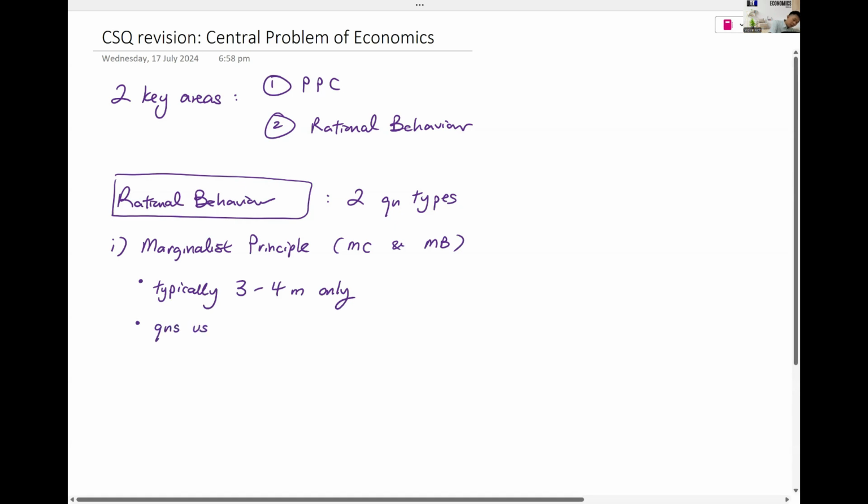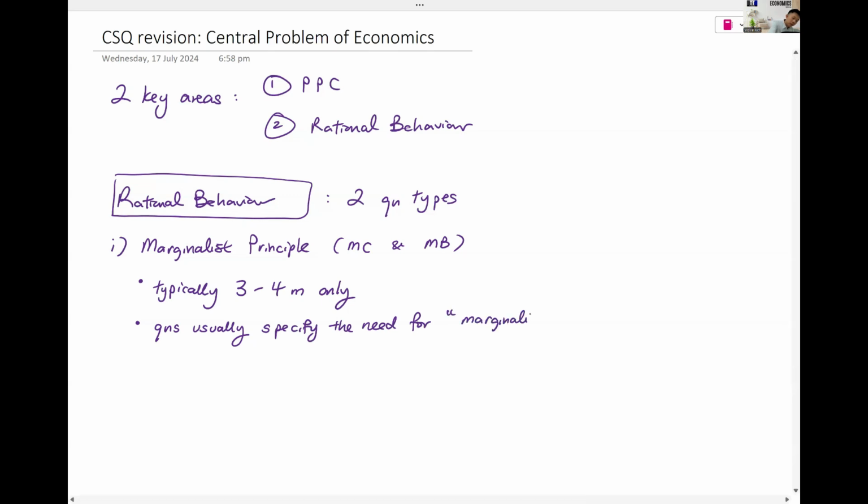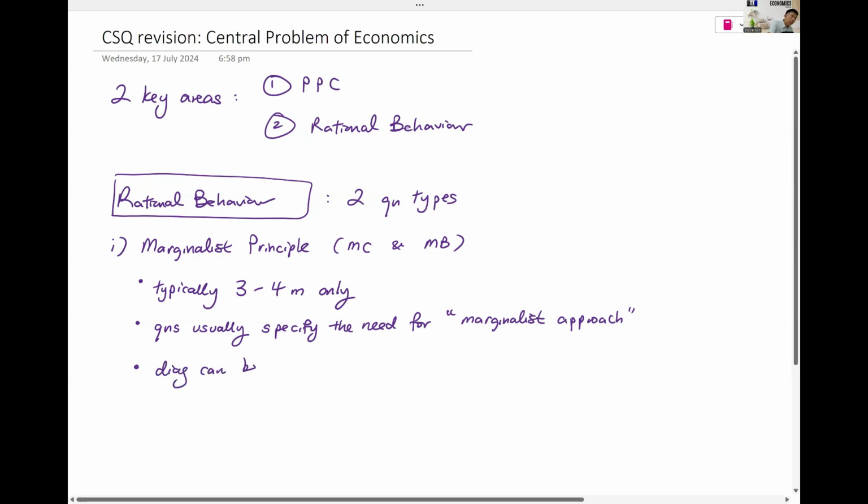Questions usually, you see, I use very broad language, typically, usually, because I cannot set a standard that all schools will follow. It doesn't happen that way. So questions usually specify the need for a marginalist approach. They will usually tell you. The diagram can be drawn if the question specifies.